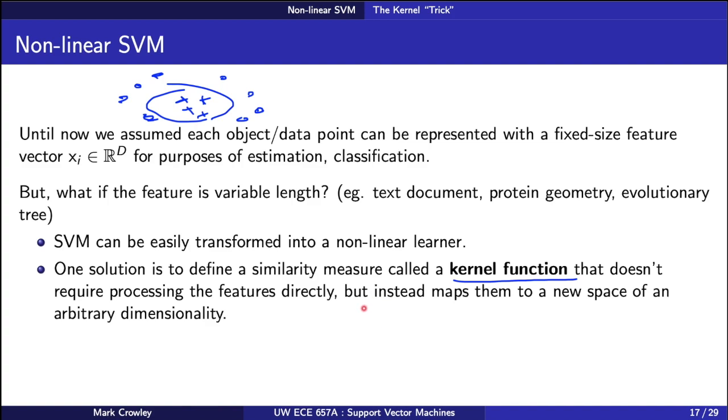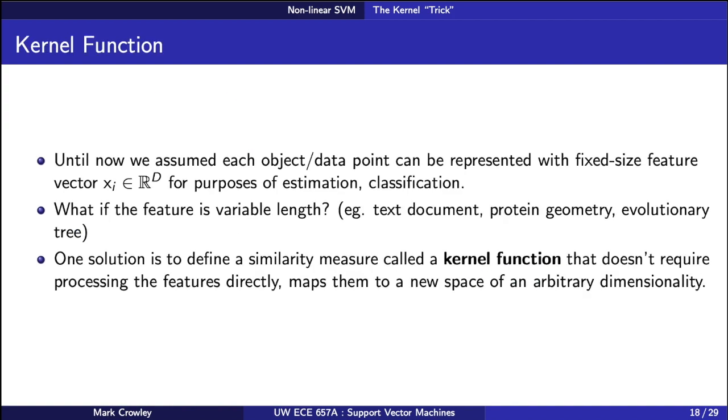Because a kernel is basically a distance function between 2 points, and so you come up with a different distance function that holds in a different space.